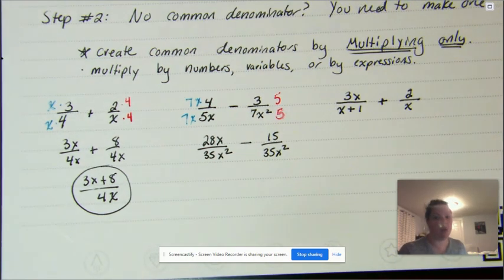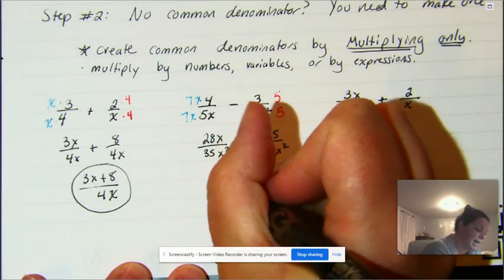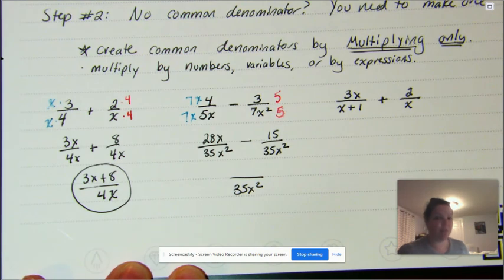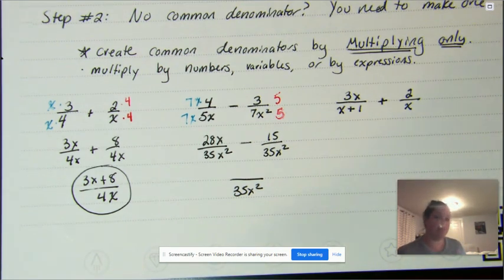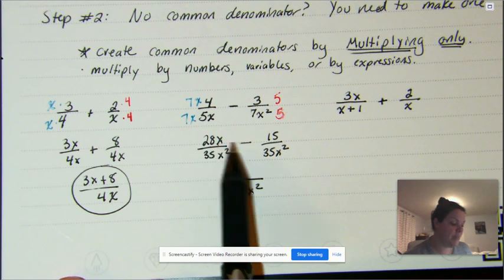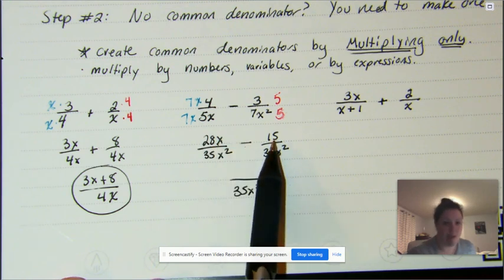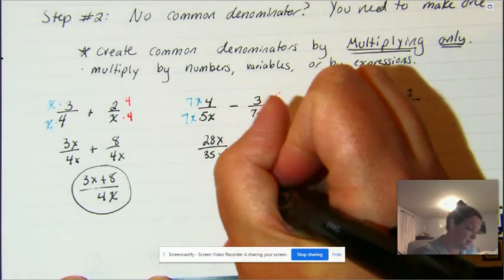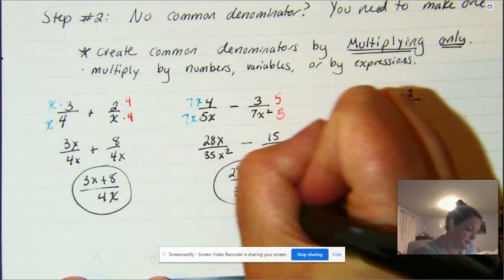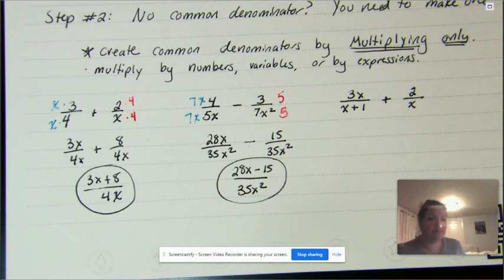We now have those common denominators that we're looking for. It's already there for us. So our answer is going to have a 35x squared in it as our denominator. The numerator is going to be combining those two fractions together. The first one's 28x, and we're subtracting 15. Those are not like terms, so we're just going to write them out. 28x minus 15. And there's your simplified fraction, your difference.